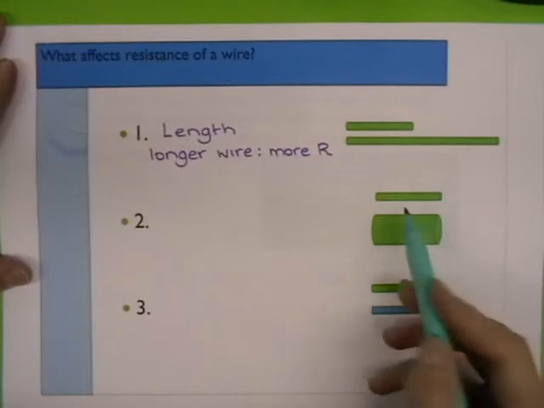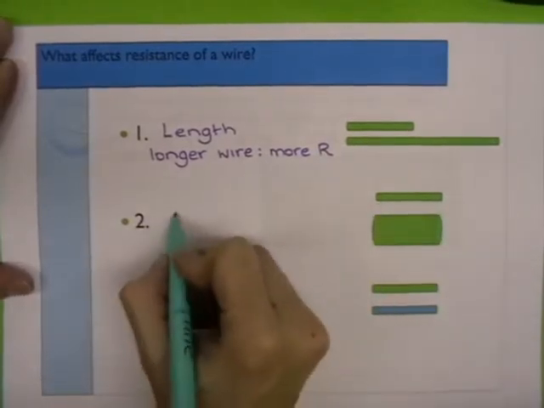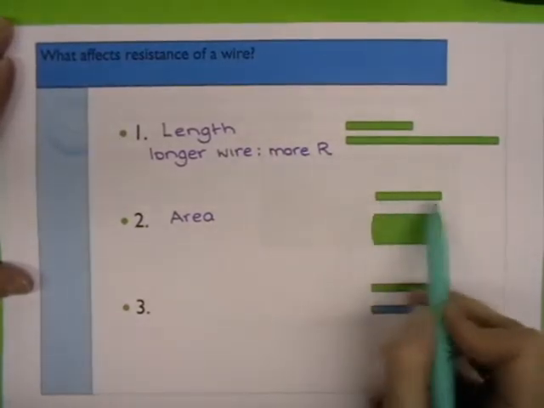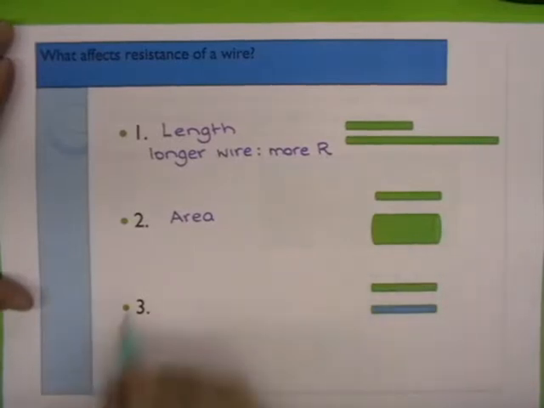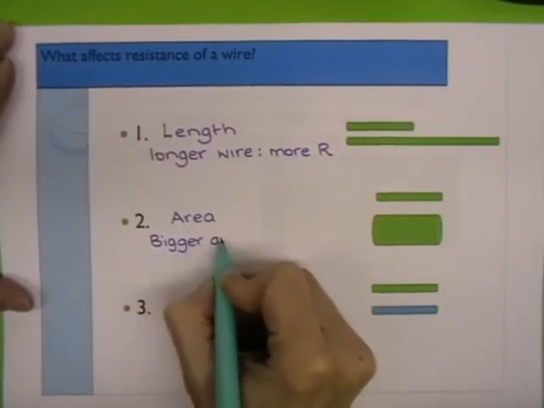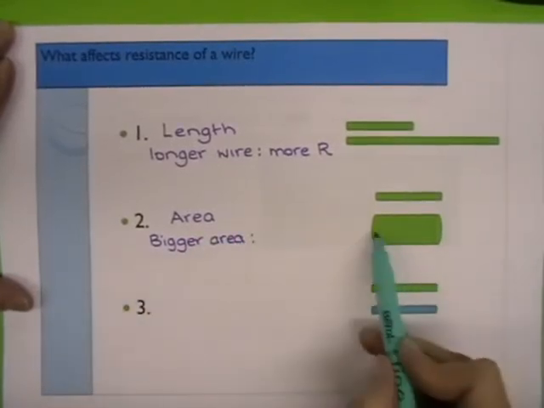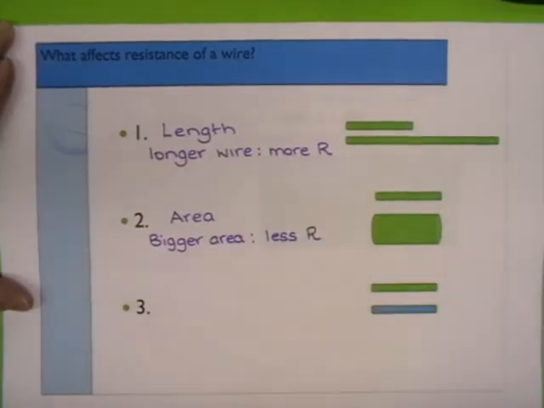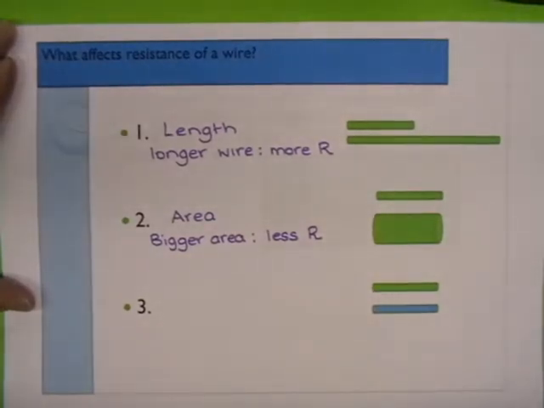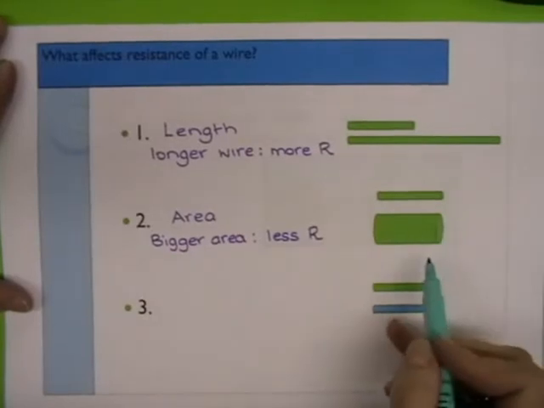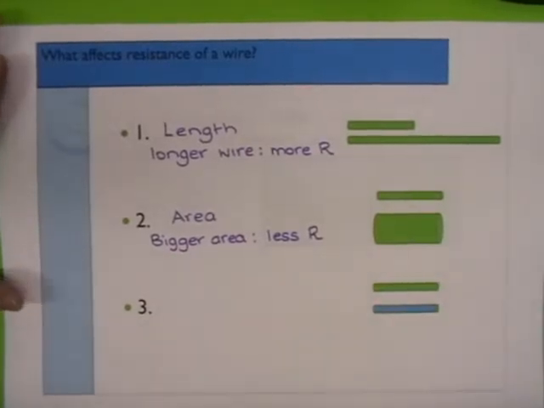The second example here is the area, or cross-sectional area, of the wire. And this time you've got a big fat wire and a little thin wire. They're both the same length this time. But if you have a bigger area, it's going to be easier for electrons to pass from one end to the other. So therefore the resistance decreases. Again, imagine running along a white line compared to running along a big wide road; you'd find it much easier to run along a big wide road than something very small and narrow.